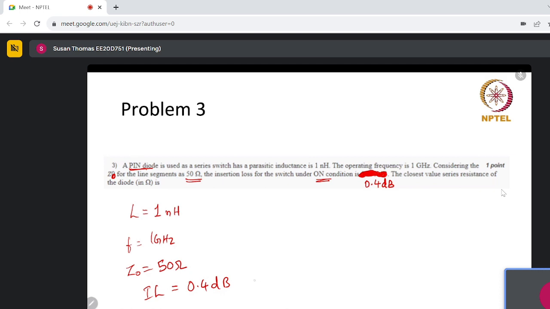Let's think about a PIN diode used as a series switch. Suppose you have a source voltage and line impedance which is Z0. The source is taken as 2V0, and this is the diode, so the diode impedance is ZD, the PIN diode. Then suppose you have a load which is say Z0. This is the configuration of a series switch, a PIN diode being used as a series switch.